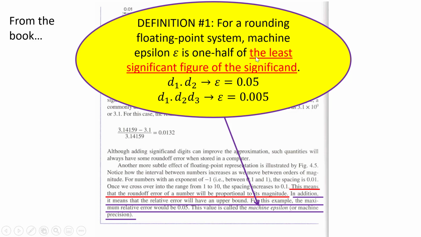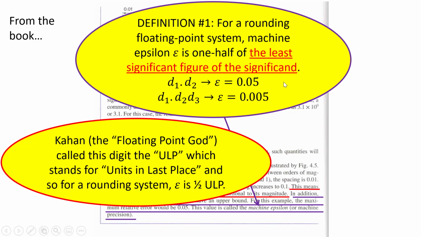And I want to highlight this least significant figure of the significand for a minute. There's a fellow, William Kahan from Berkeley, known as the floating point god. He called this the units in last place, the ULP. If the units in last place is the least significant figure of the significand, this sets epsilon at 1/2 of the ULP if it's a rounding system.